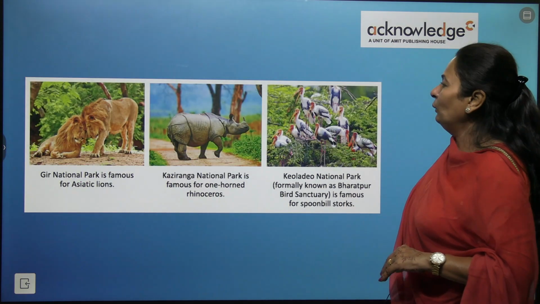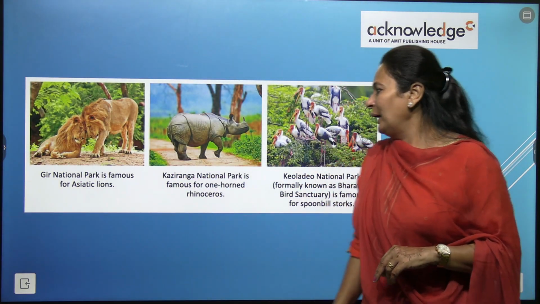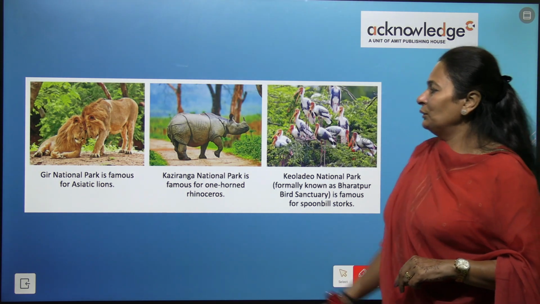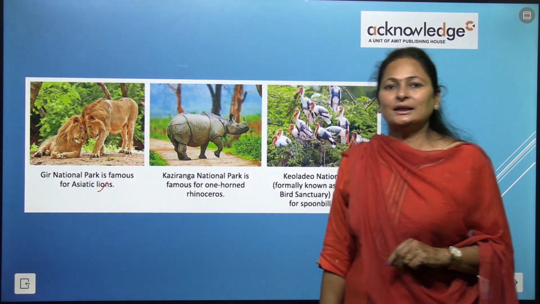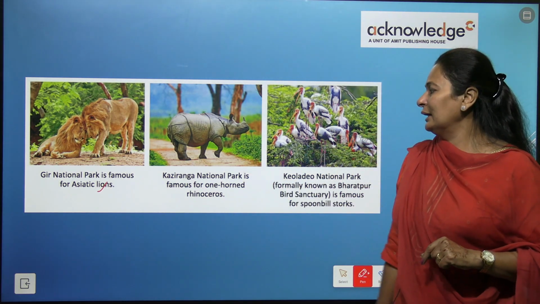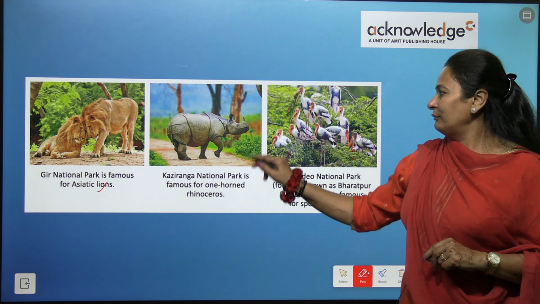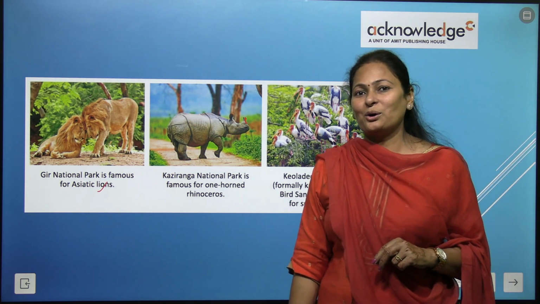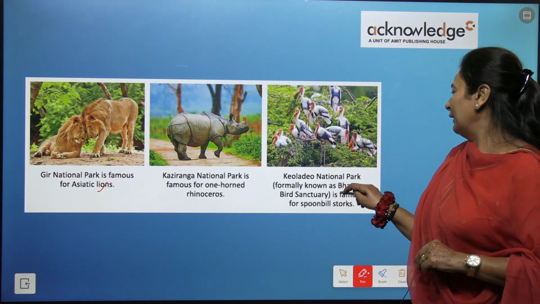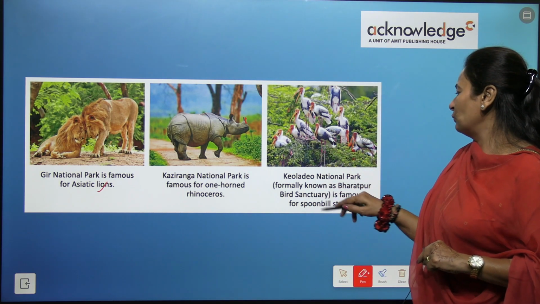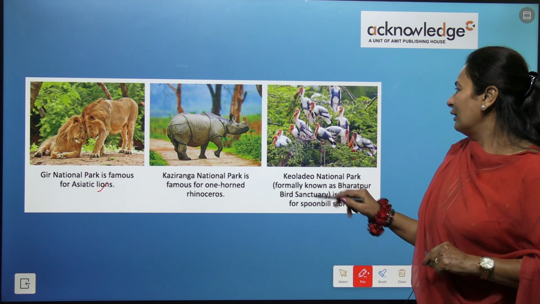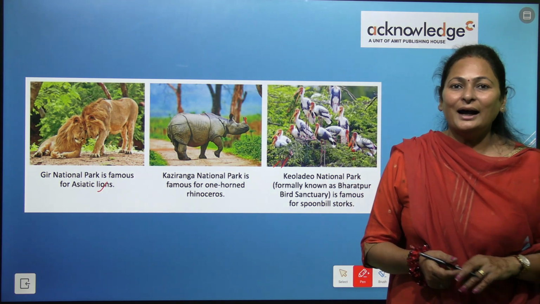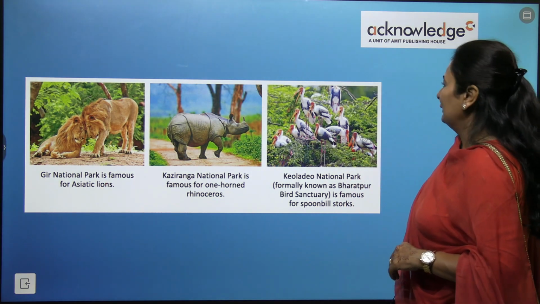Right, kids? Now, Gir National Park, where is it? Gir National Park is in Gujarat. It is famous for Asiatic lions. Now, Kaziranga National Park is famous for the single-horned rhinoceros. The third is Bharatpur Bird Sanctuary, famous for spoonbill storks, right? This is the bird sanctuary. It is in Rajasthan, right, kids?